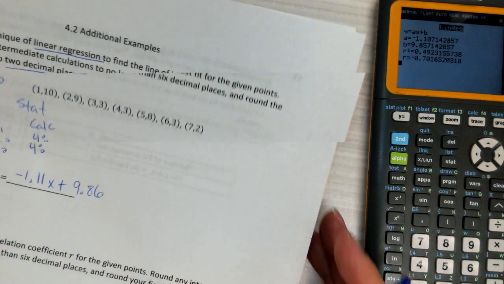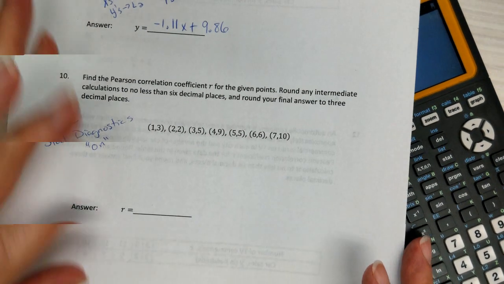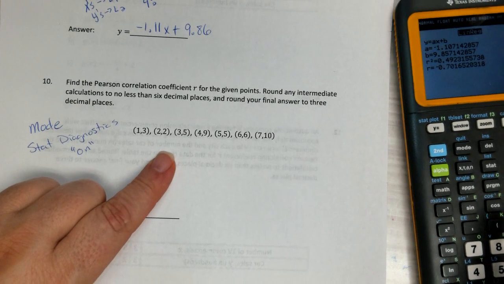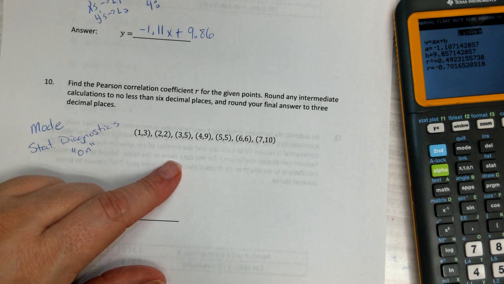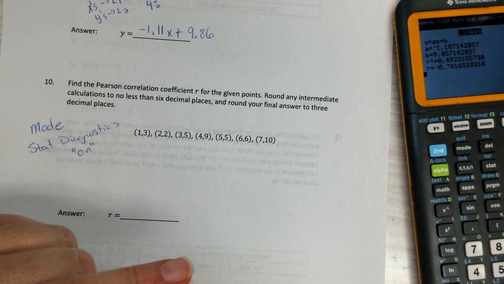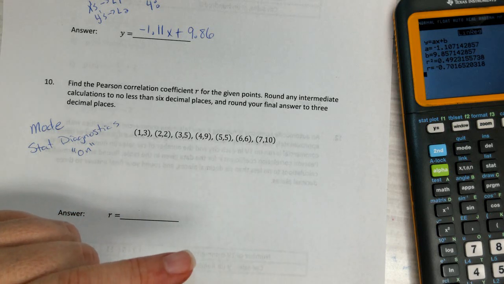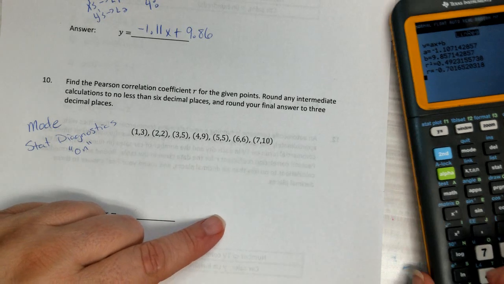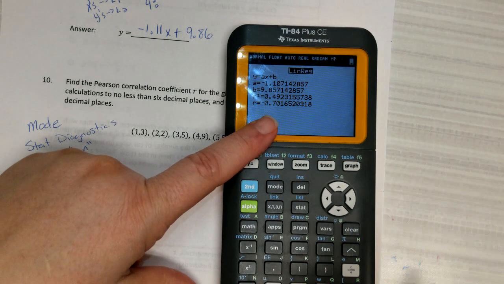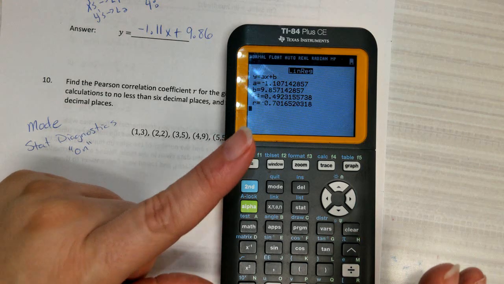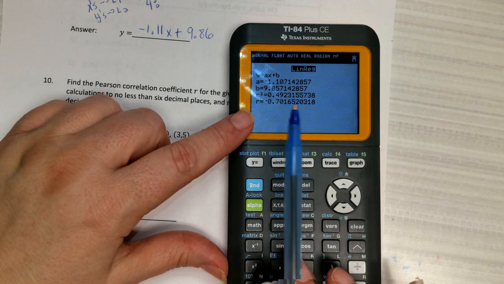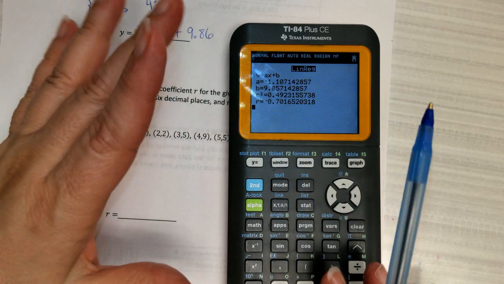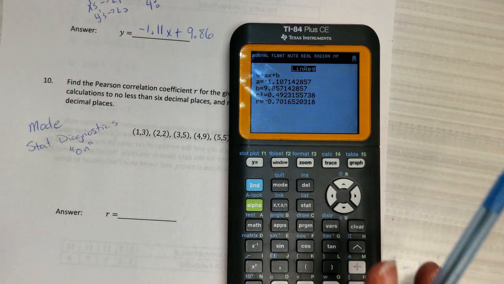R is a correlation coefficient. What R does is it tells us two things. It tells us the direction of the points, if they have a positive correlation or a negative correlation, and it also tells us how close it fits to a linear equation. So the closer it is to 1, like this one was 0.7, so that's fairly close. If it was like 0.99, it's almost exactly a straight line. The closer it gets to 0, the less likely it is a line.